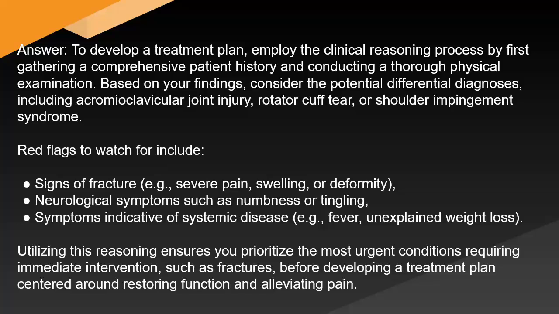Answer: To develop a treatment plan, employ the clinical reasoning process by first gathering a comprehensive patient history and conducting a thorough physical examination. Based on your findings, consider the potential differential diagnoses, including acromioclavicular joint injury, rotator cuff tear, or shoulder impingement syndrome. Red flags to watch for include signs of fracture, e.g., severe pain, swelling, or deformity, neurological symptoms such as numbness or tingling, and symptoms indicative of systemic disease, e.g., fever, unexplained weight loss. Utilizing this reasoning ensures you prioritize the most urgent conditions requiring immediate intervention, such as fractures, before developing a treatment plan centered around restoring function and alleviating pain.